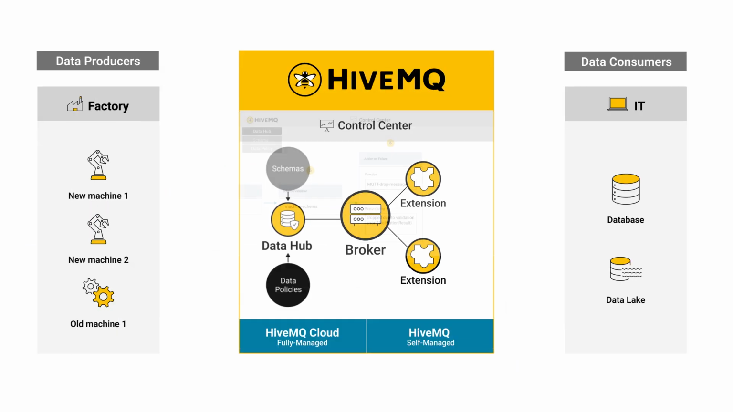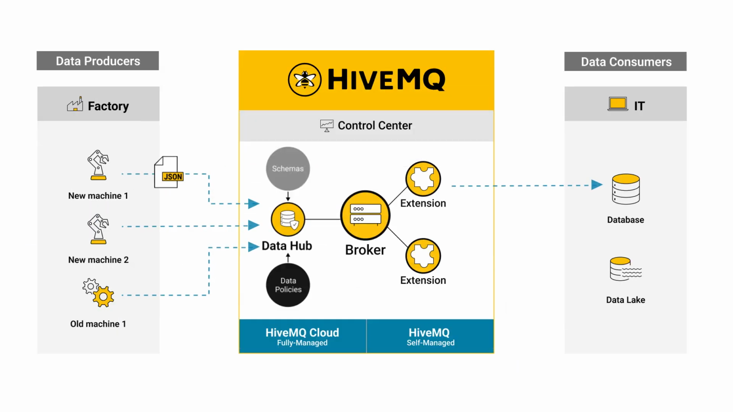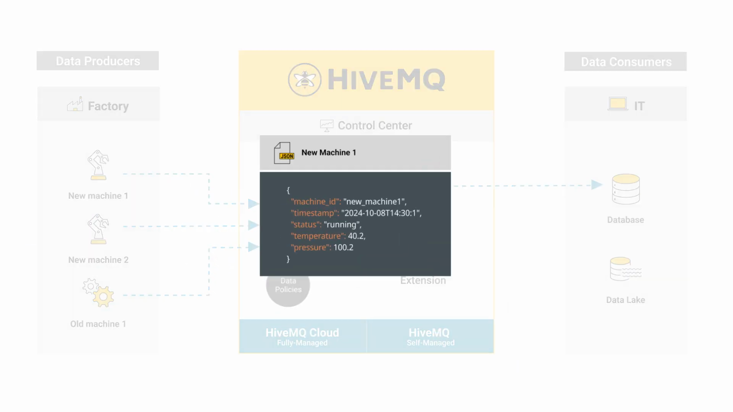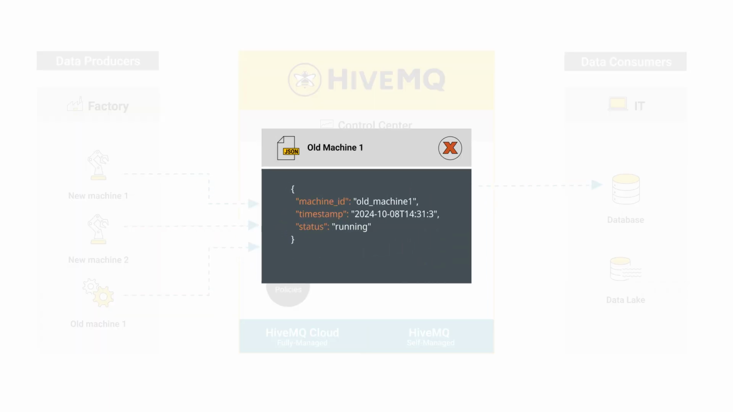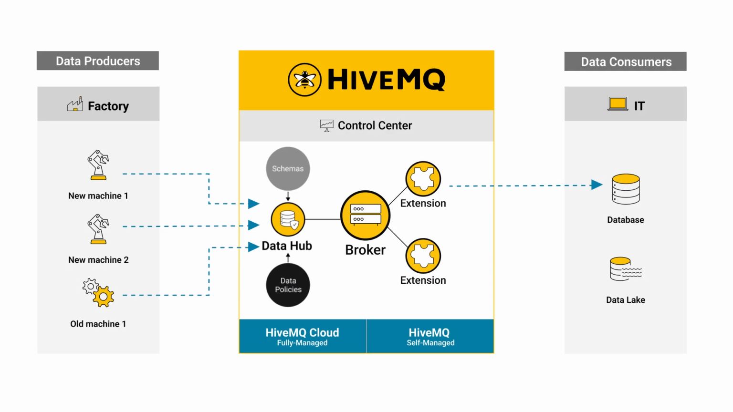Now let's see Data Hub in action. New machine 1 is sending data in the correct format, which is ingested by the database. The same happens when new machine 2 publishes data. Now we look at the old machine and see what has changed. Unlike before, this old machine is not able to send any data to the database. It can't bypass HiveMQ Data Hub.